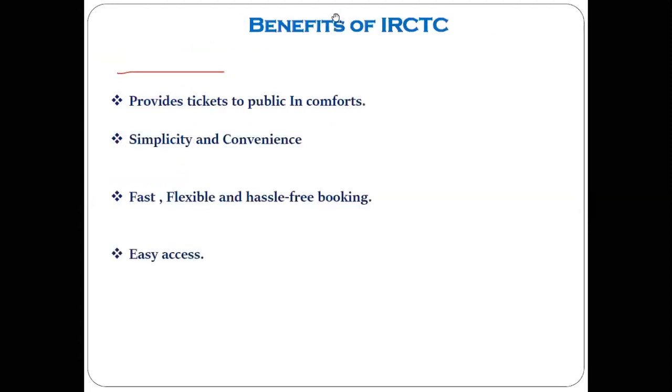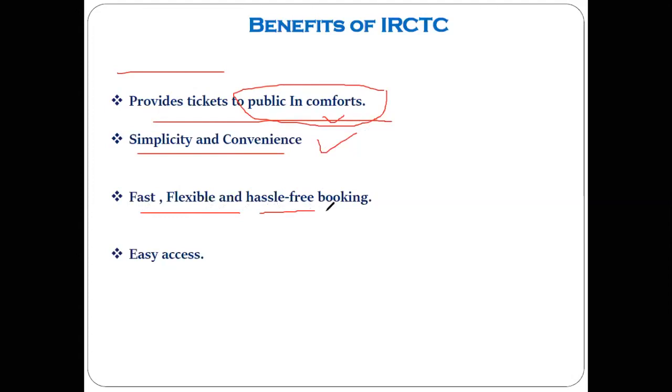Okay. Let's see what kind of benefits we have already discussed. First benefit is providing tickets to the public in comfort. You do not need to go to the railway platform, and you do not need to stand in line there. You can book the ticket online. That is the meaning of providing tickets to the public in comfort. It is a very simple, convenient process. Very fast, you can book the ticket without any kind of difficulties, and easy access is there. All of you got the benefits? Yes?